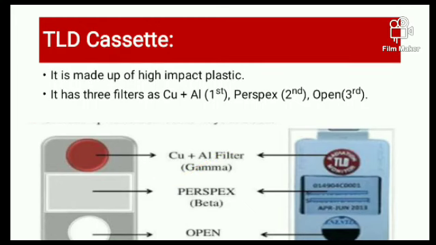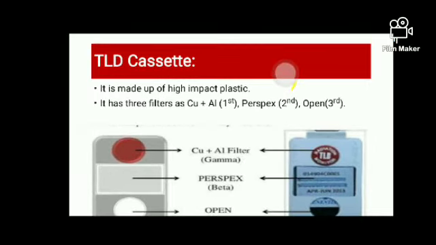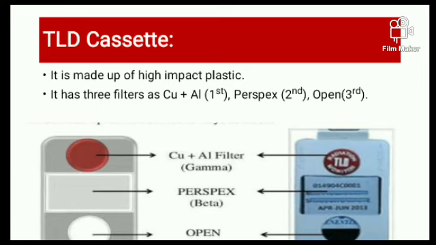So coming to the TLD cassette, the TLD cassette has three discs, and the first disc is made up of three filters. The first filter is made up of copper plus aluminum, and it is mainly for recording X-ray and gamma radiation. Next is the perspex window, which is mainly for recording beta radiation. And finally is the open window, which records all other types of radiation. So first is the copper plus aluminum, second will be the perspex, और third जो होता है that is the open window. So each disc has some ratio, and that is around 1.5 mm thick.